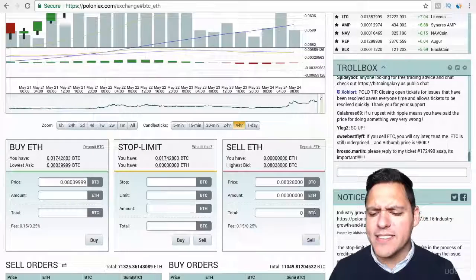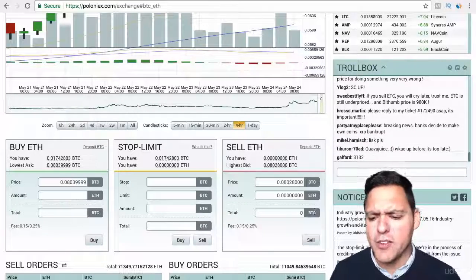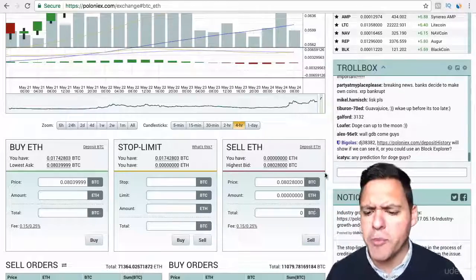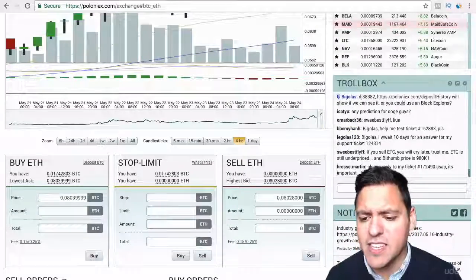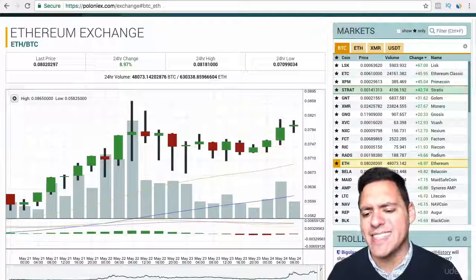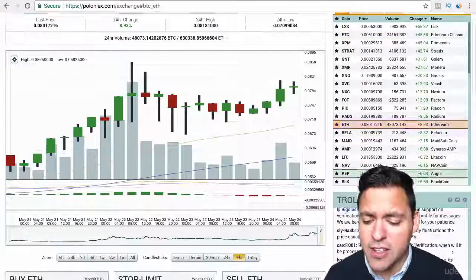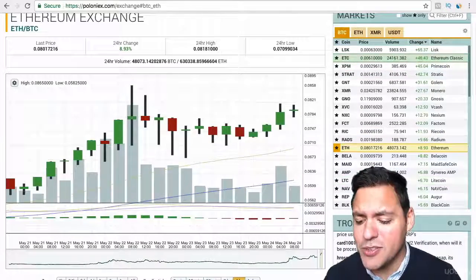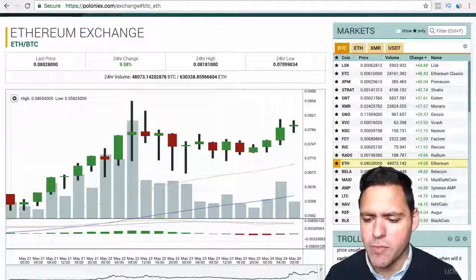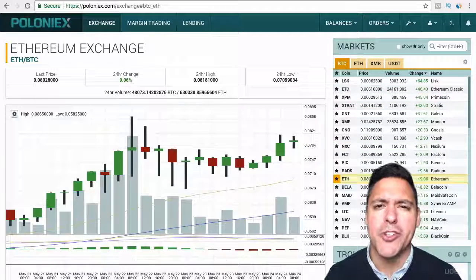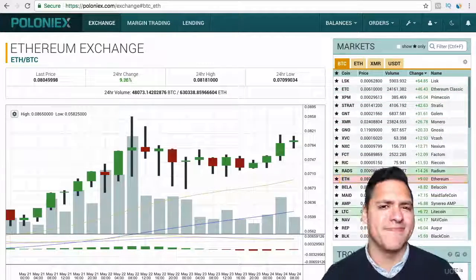Because when I first started on Poloniex, I was like, I've got all this Ethereum, I've got 1 whole Ethereum, but I want to buy one of the Bitcoin currencies, and I can't buy that with Ethereum, so I had to sell it, and nobody gave me that information. I needed to go into the troll box to get that information. All right. So that is a simple guide to Poloniex.